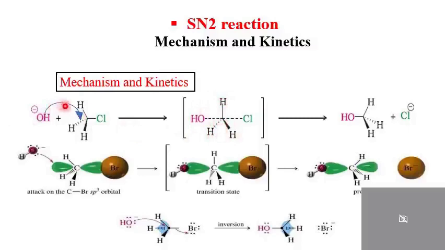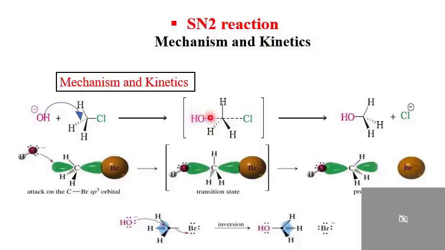The new bond is going to form between the OH and carbon, therefore it is shown by the dotted line. Simultaneously, this carbon and Cl bond breaks, therefore it is also shown by the dotted line. That means a new bond forms between carbon and OH, which is the nucleophile, while the bond between carbon and Cl is going to break.